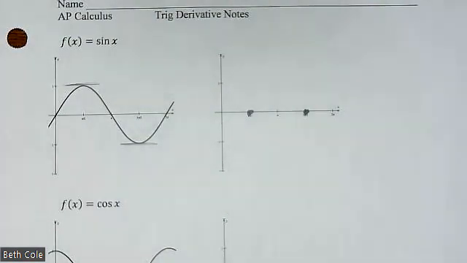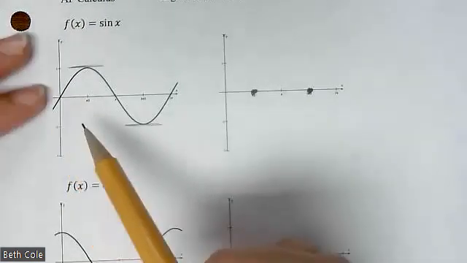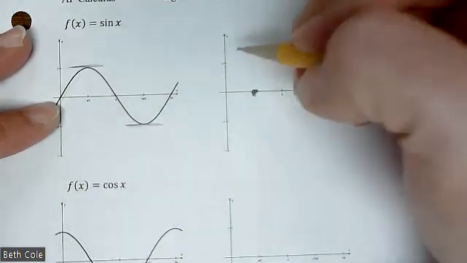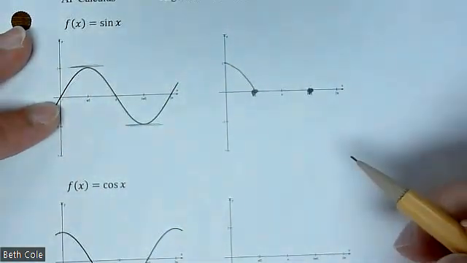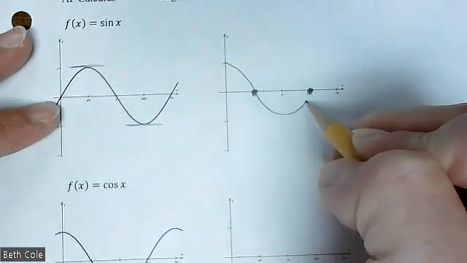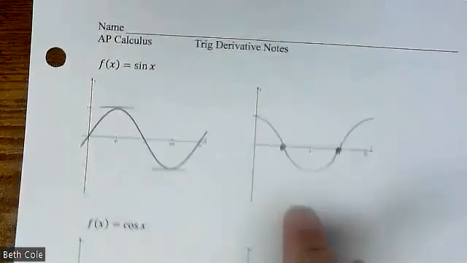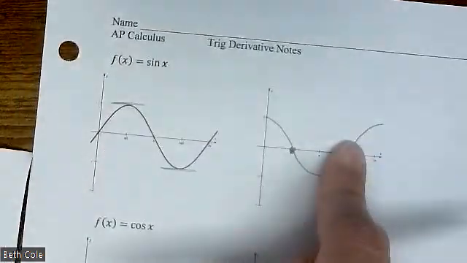Increasing means positive. Do you remember above sea level? Decreasing means negative, below sea level. So we want to be above, below, above. So we are going to be above until we get to that point, and then below, and then above. And it's going to keep doing that forever and ever. So what did we just get the graph of? Cosine. So derivative of sine is cosine.